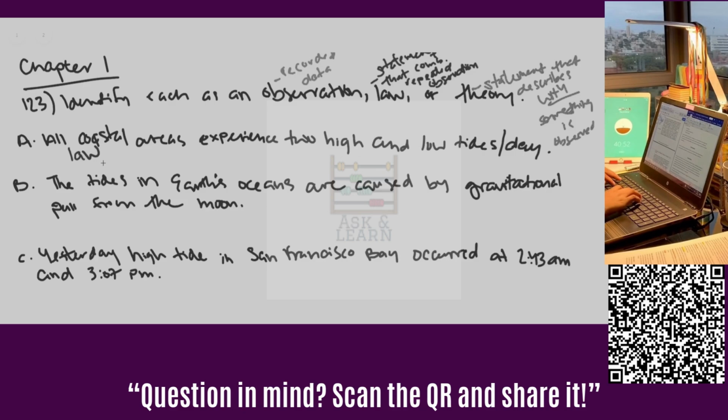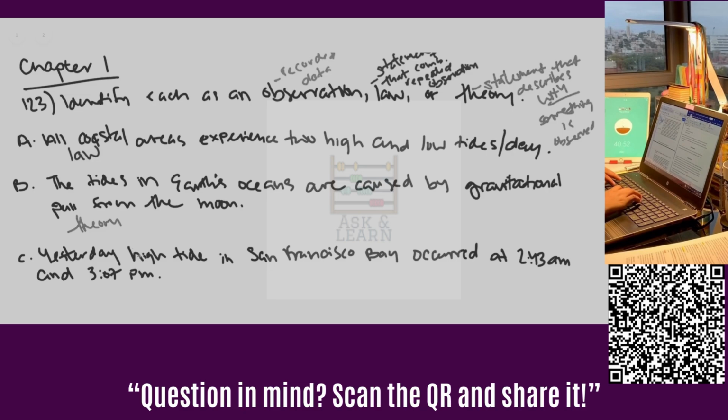B says that the tides in Earth's oceans are caused by gravitational pull from the moon. So this takes observations and expands to why we're actually seeing these high tides and low tides every day. Because it tries to describe why something is happening in nature, that makes B a theory.